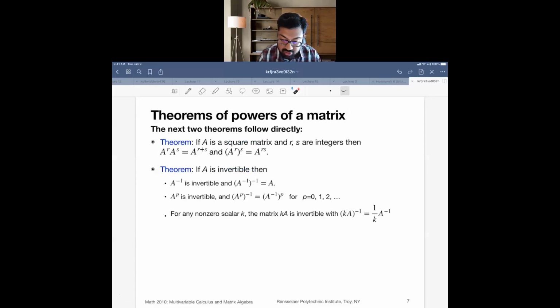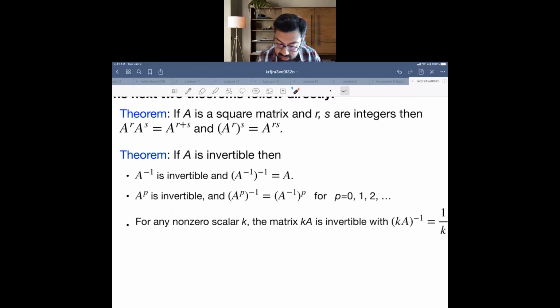Now let's take a look at some more theorems of the powers of a matrix. And these are going to follow directly. So the first theorem over here is if A is a square matrix and R and S are some integers, then if you did A raised to R multiplied by A raised to S, that is going to equal A raised to R plus S. Also, (A raised to R) raised to S is going to equal A raised to RS. So it's very similar to how you would raise any number or any variable to a power. Raising a matrix to a specific power works exactly the same.